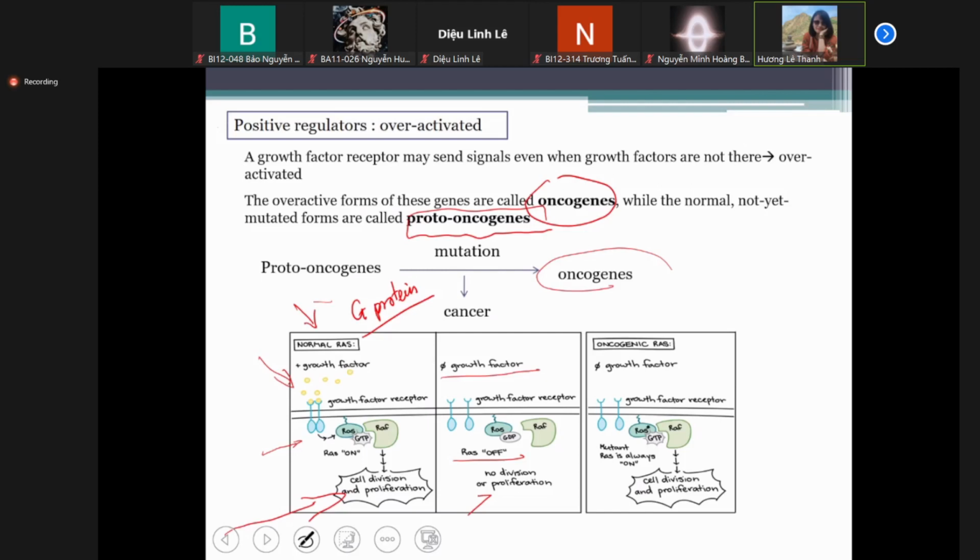But when they have mutations and become oncogenes, we have the proto-oncogene here and the oncogene here. They receive no growth factors, but because they have the problem, they are always in the on state. So they make the cells divide unstoppably, and they lead to cancer. That's why when the positive regulators are overactive, we have cancer.